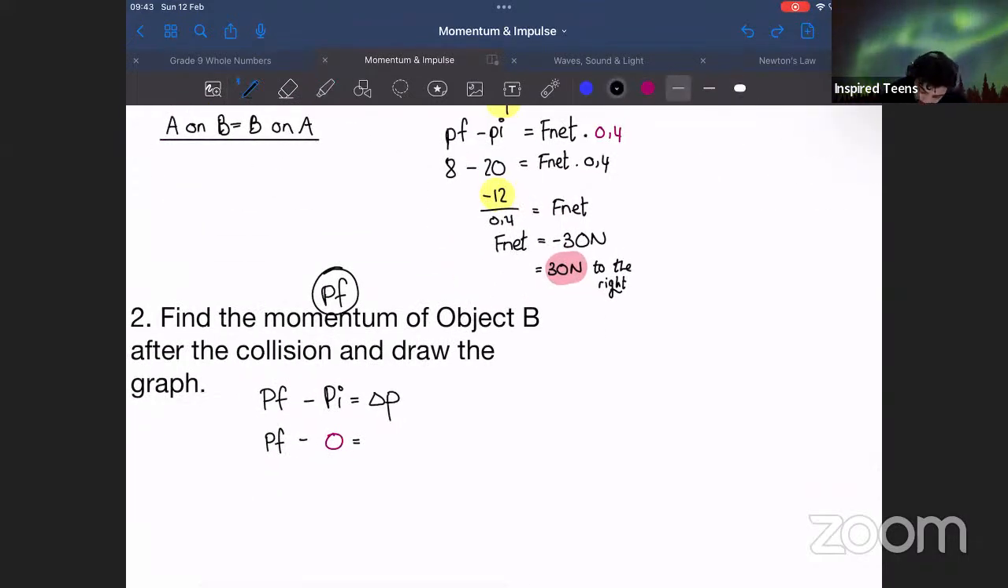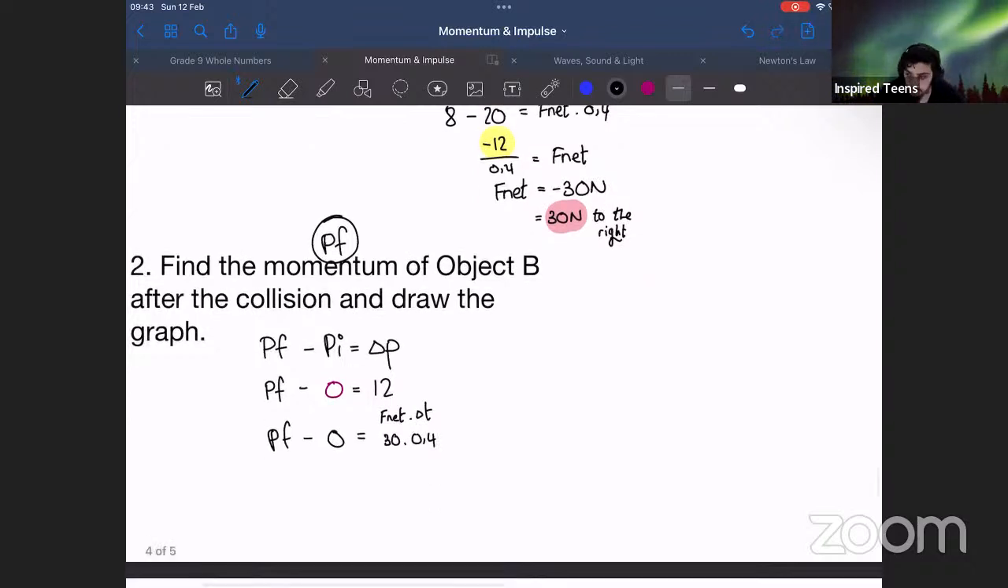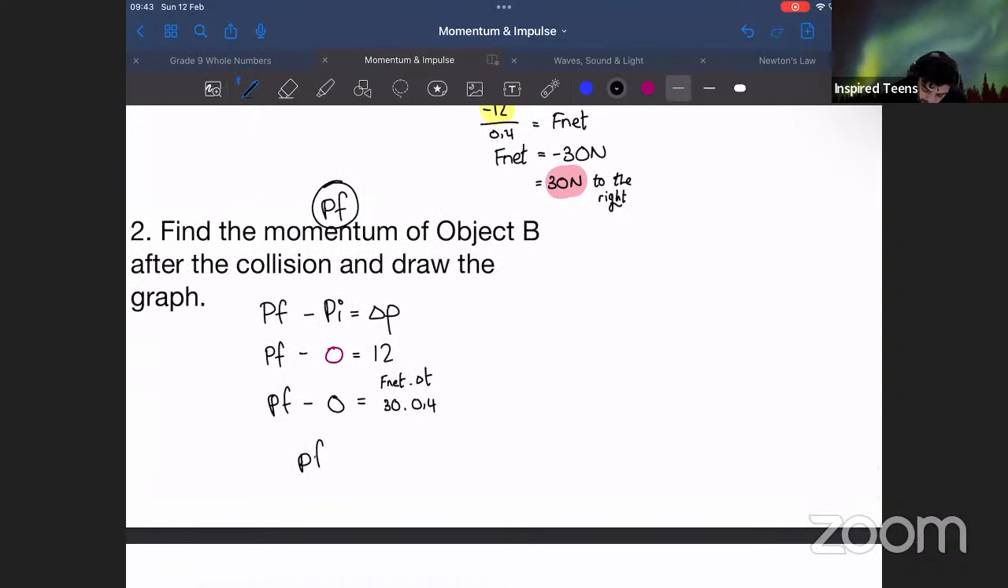So for delta P, you could substitute positive 12, because the impulse of the other object is negative 12. The impulse of this object is going to be positive 12. Alternatively, we could say P final minus 0 is equal to F net times delta T, and that's going to be positive 30, not negative 30, times 0.4. Remember, they're always opposite, same in magnitude, opposite in direction. And then we get an answer of positive 12 kg m/s.